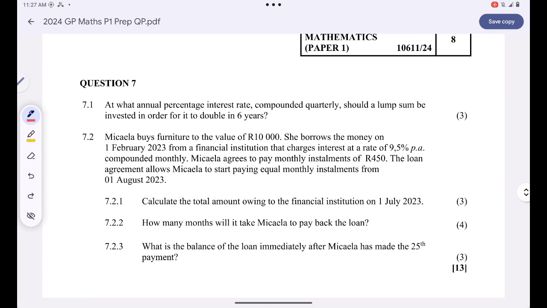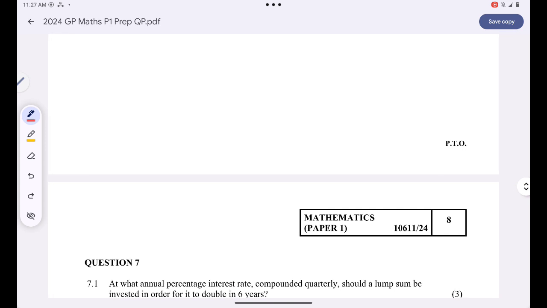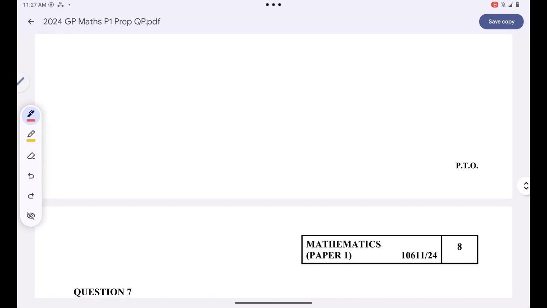We are being asked over here, at what annual percentage interest compounded quarterly should a lump sum be invested in order for it to double in 6 years time? If the principal amount is just X, that means the amount in 6 years time will have to be 2 times X.